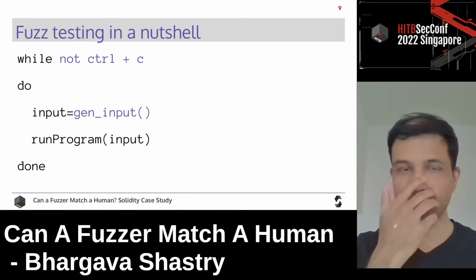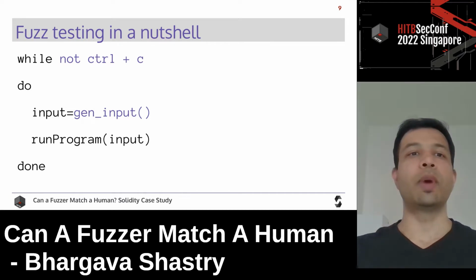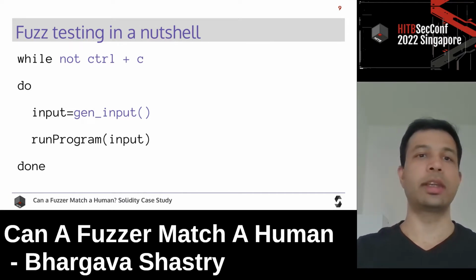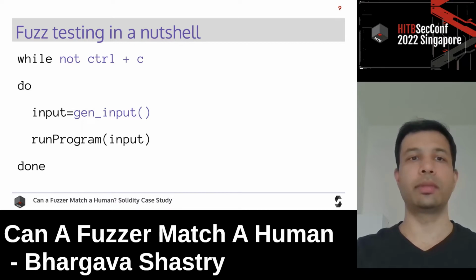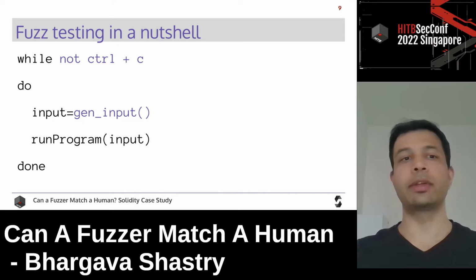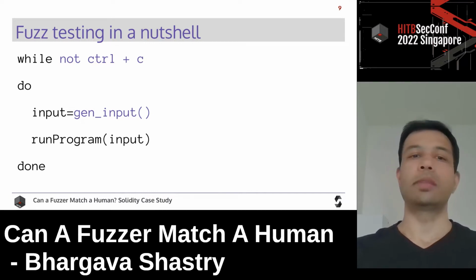So what you see on the slide is a simple while loop which runs until eternity unless you quit using Control-C. And in each iteration, a random program is generated, a random input is generated, and this input is fed to the program under test. And usually there is some sort of runtime monitoring to check if the program ran correctly or not.